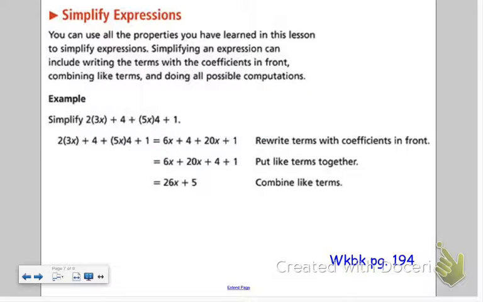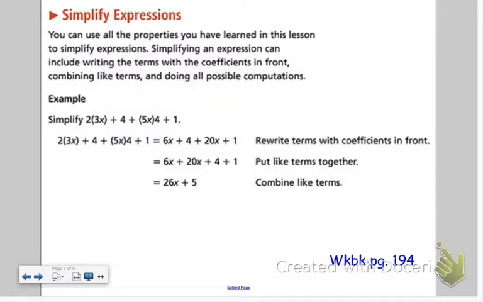Now, on workbook page 194, we're going to put it all together. In the last lesson, we used the commutative and associative properties of addition to combine like terms, and in this lesson, we're using the associative and commutative properties of multiplication to rewrite it so the coefficient is in the front. Let's do it all together. If you remember from PEMDAS, we always did multiplication before we did any addition, right? Let's keep that in mind.